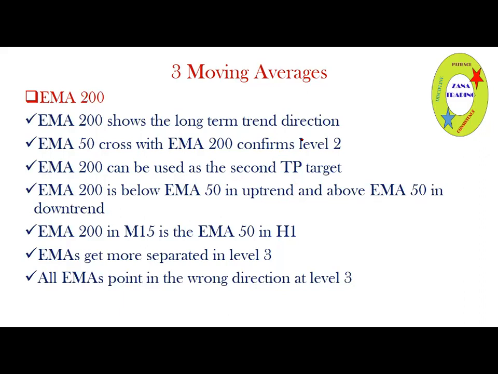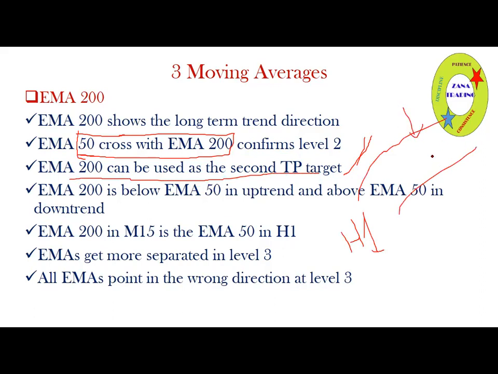Then the EMA200, it shows the long-term trend direction. If EMA50 and EMA200 cross, it confirms level 2. That means we are talking in our hourly H1 time frame. If 50 crosses 200, you know you are now in level 2. In the 15-minute again for the day, if 50 crosses 200, in most cases, you know you are in level 2. You can also use it as the second TP. That means after the 50, the 200, this will be your first TP, this will be your second TP, this will be your 200, and that will be your 50 moving average.